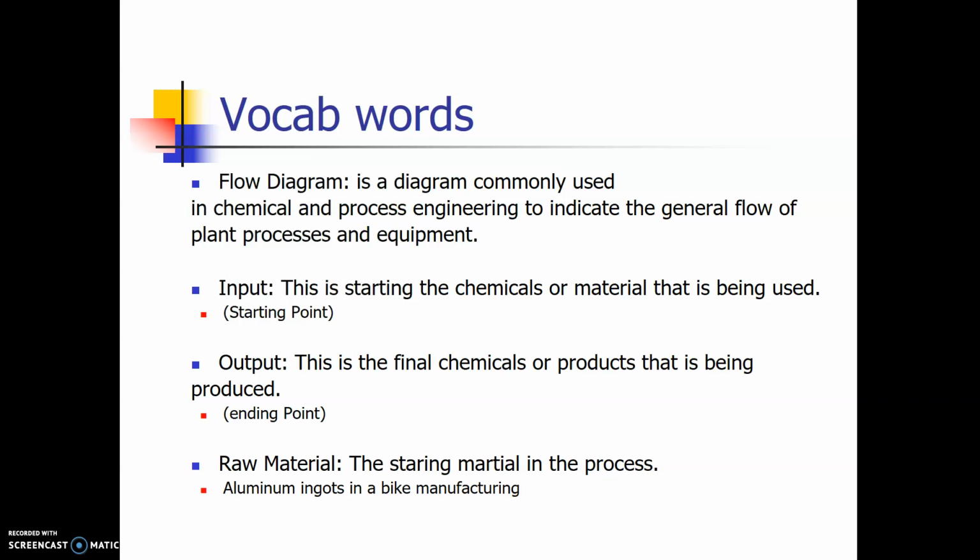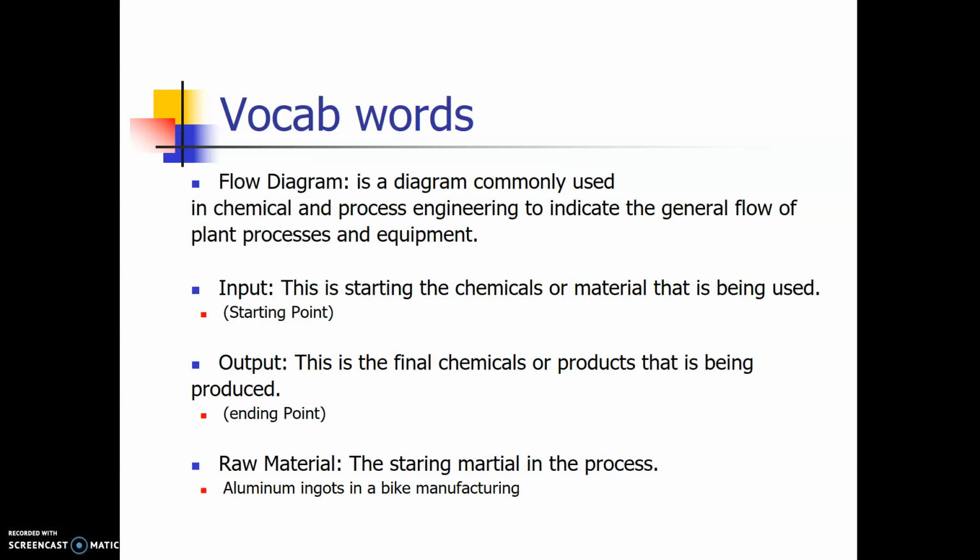There's always going to be an input, the starting of the chemicals or materials that are used. This is your starting point, and then you have your output. This is the final place where the products are being produced, the end point. Then you have your raw materials, your starting materials, and where they're coming in.